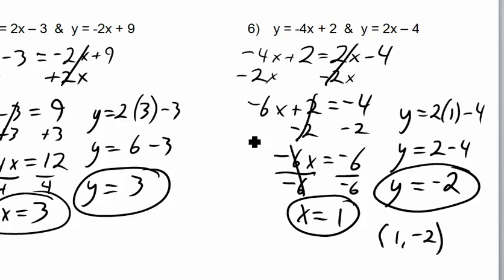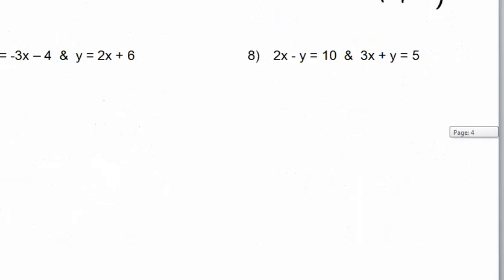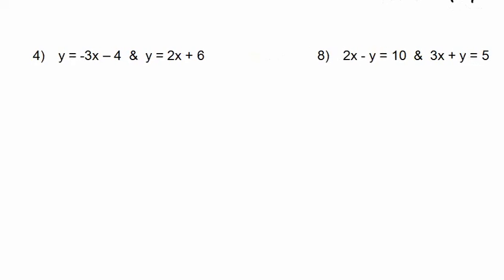Remember, if you don't feel like you're up to this, you can simply put that in y1 and put that in y2 and find the answer. That's just fine. So let's move on. All right, this is the same thing. They're both in y equals, so we can put it in the calculator, or we can set them equal to each other. So negative 3x minus 4 is equal to 2x plus 6.